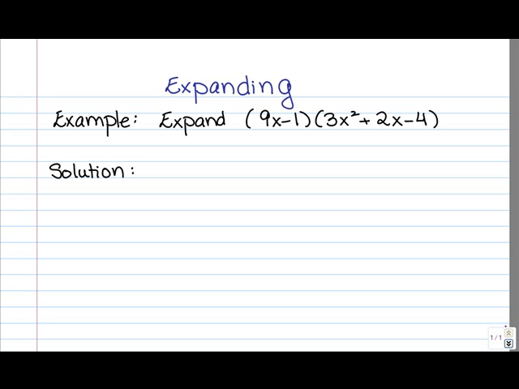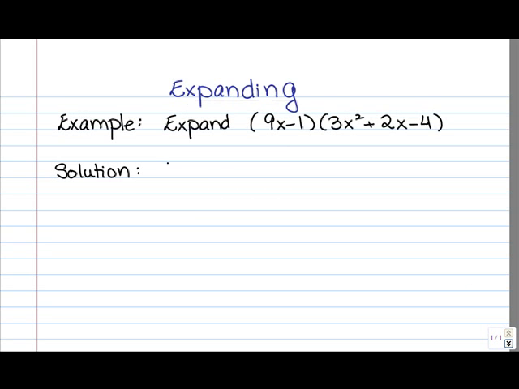You can't just do FOIL here, the first, outer, inner, last trick, because you don't have a binomial times a binomial. In other words, you don't have two terms times two terms, you have 2 times 3. But we can still go ahead and apply the same principle by ensuring that we multiply all the terms in the first bracket by all the terms in the second. So go ahead, try this out, and then we'll continue once you're done.